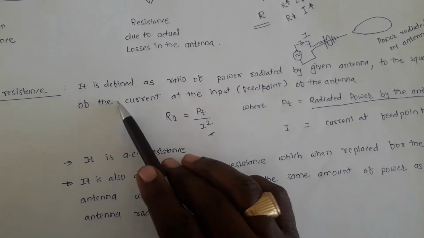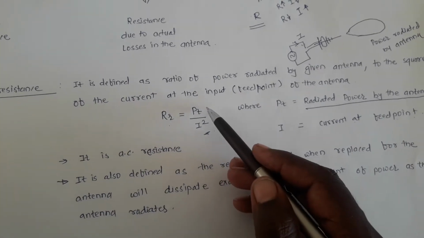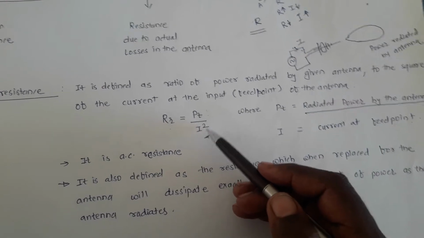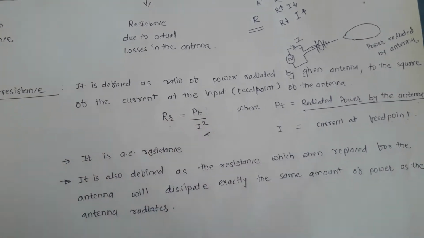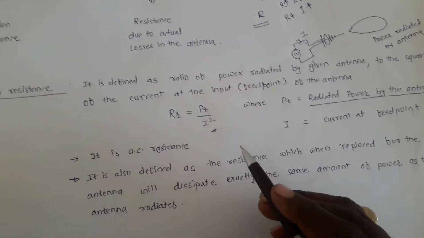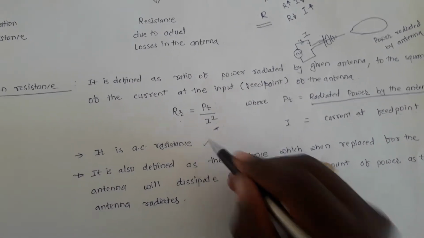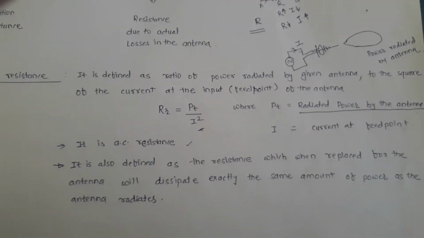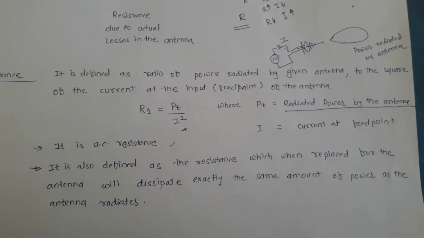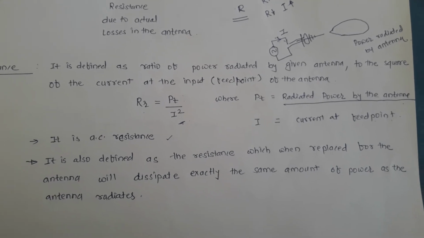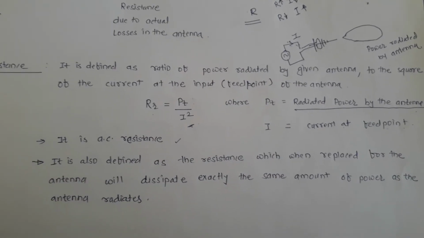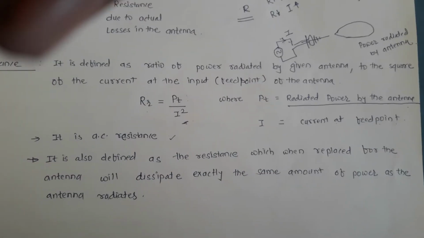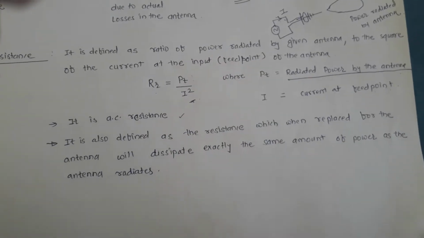So the first term we have cleared. What exactly do we mean by the radiation resistance? It is the ratio of power radiated by the antenna to the square of the current fed at the input of the antenna, right? Now, this radiation resistance is nothing but AC resistance, and there is one other definition of it. We can also define the radiation resistance as the resistance which, when replaced for the antenna, will dissipate exactly the same amount of power as the antenna radiates.